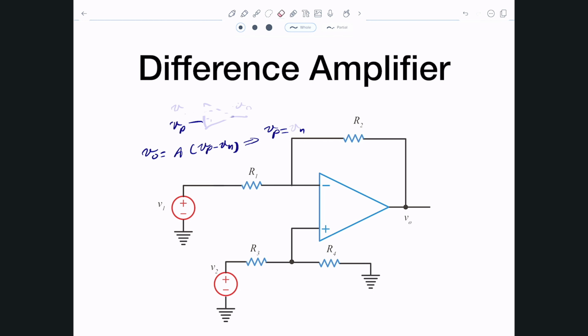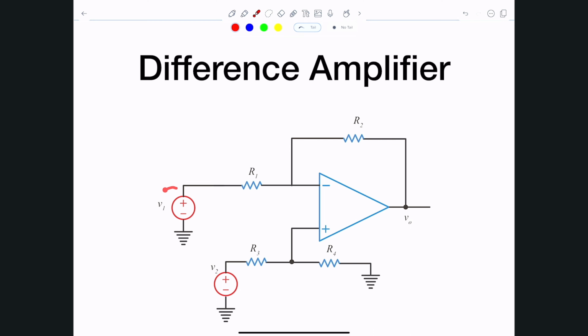So in this video, what I want to show you is a configuration that does exactly that, which is take the difference between two different signals, V1 and V2. In this particular case, V1 is connected to the inverting input, and V2 is connected to the non-inverting input, and V output should be some sort of weighted difference between V1 and V2. I believe V output will be something like V2 minus V1 with some gain here and a gain here. So let's try to figure out what exactly these values are by analyzing the circuit.